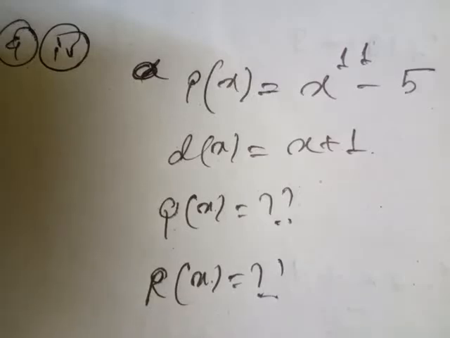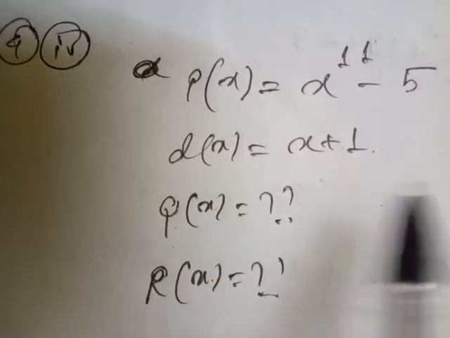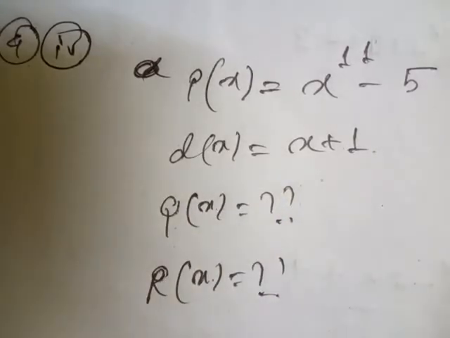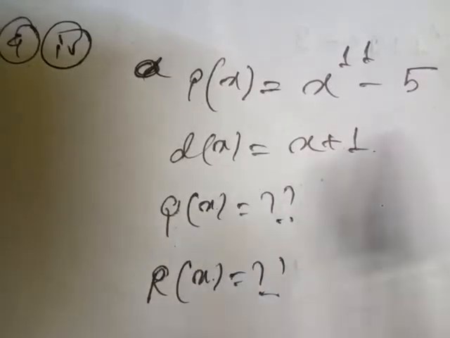Student, this is question number 4 Roman 4, p(x) and d(x). But student, in some books you can see it is d(x), in some books it is g(x). So g(x) means divisor, d(x) is also the divisor, q(x) is the quotient, r(x) is the remainder. This is the question. We are now going to divide this by long division. Let's have a look at how to divide this one.